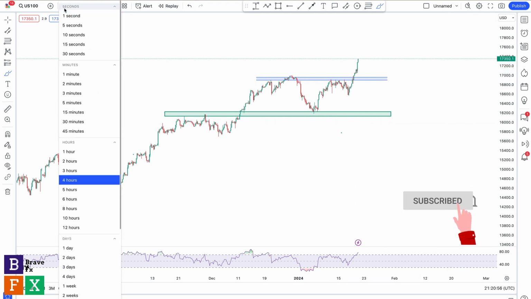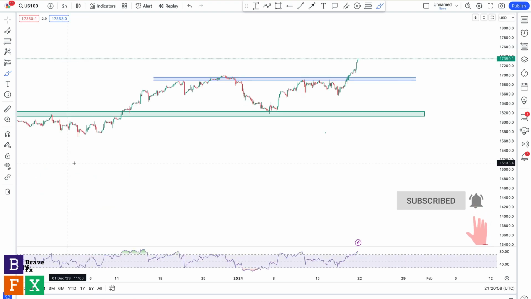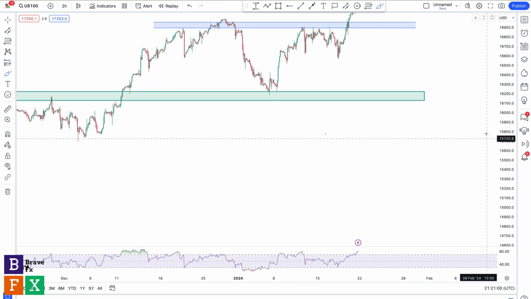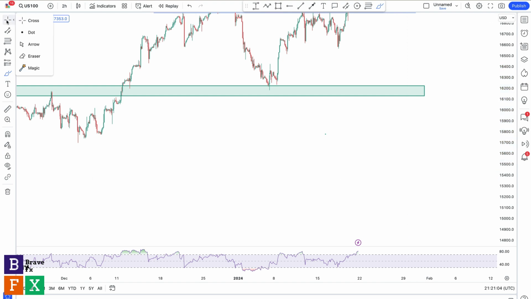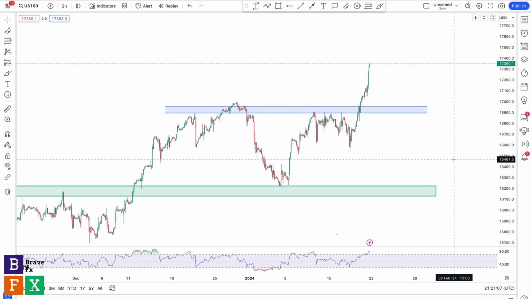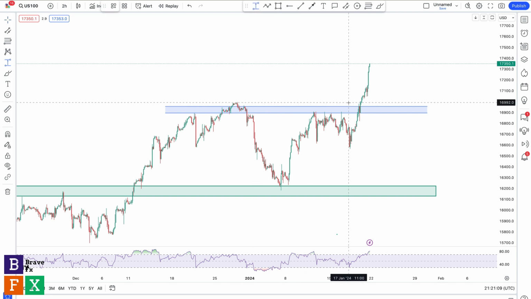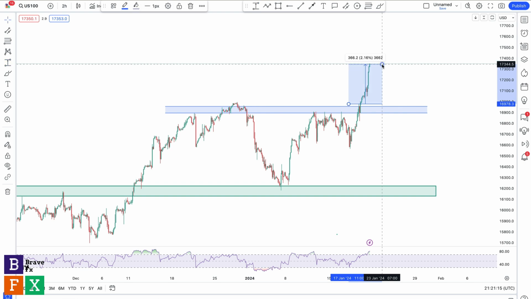This is a 4 hours time frame, so I'm going to go down to the 2 hours time frame so we can clearly see what's going on over here. So if you took this trade at a breakout, then you probably would have been running around 360 pips right now. So decent profit for US 100.